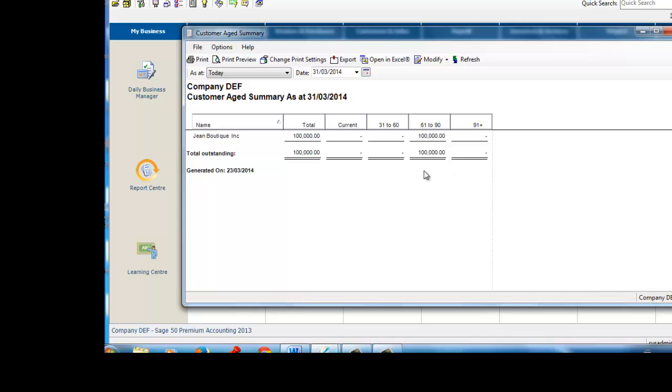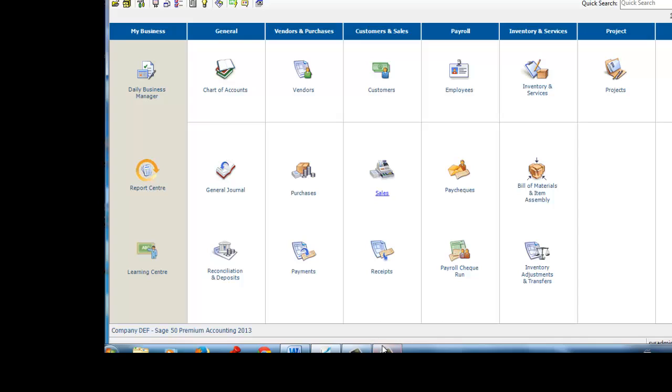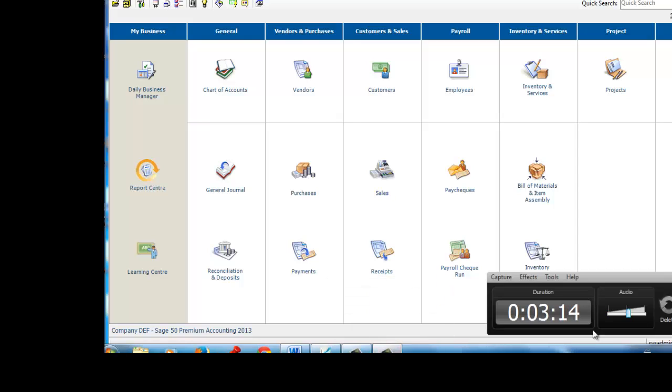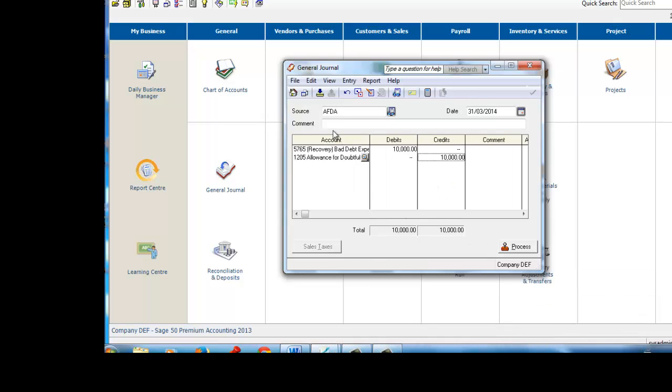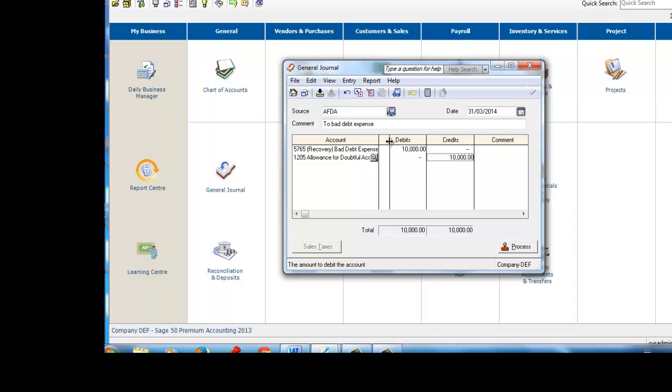We have a risk. According to our e-text, we calculate a risk of 10%. If we calculate a risk of 10%, we need to process the following journal entry, and the comment would be to record bad debt expense. It would be debit bad debt expense, $10,000, and credit allowance for doubtful accounts.